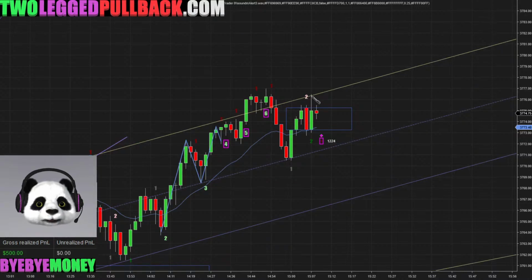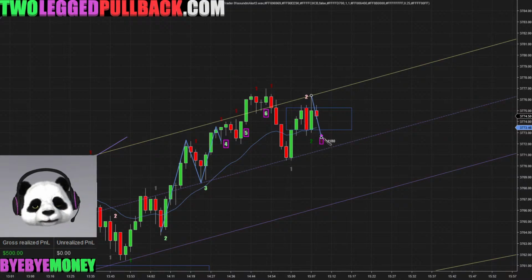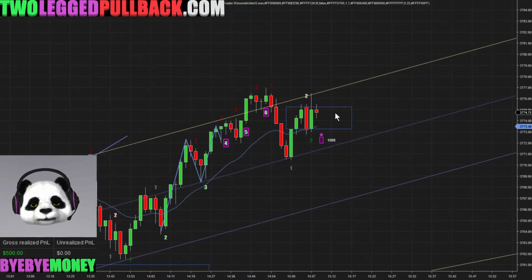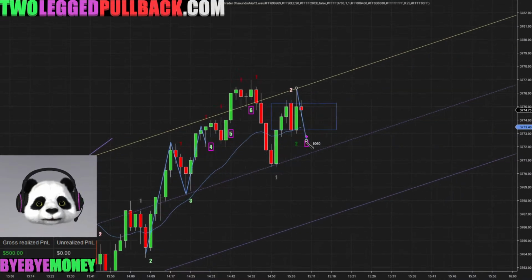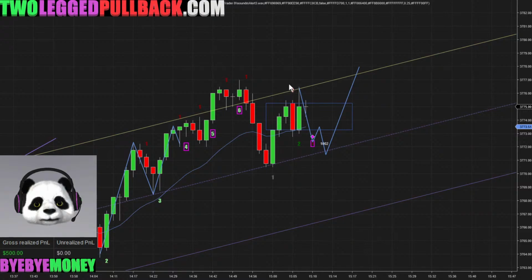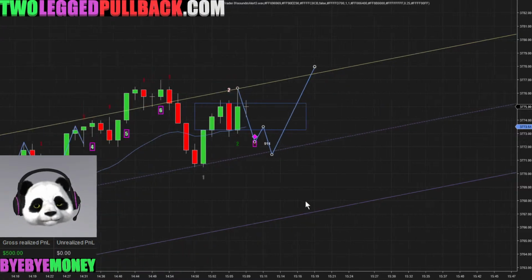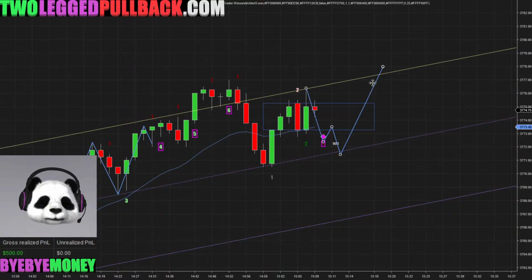So I'm looking for something like this. Unfortunately, it won't be a two-legged pullback though. So it'll come down like this and then reverse back up. Typically what happens in these trading ranges, if I get something like this, that'd be nice. Something like that with a good signal bar. That'll be very nice if we could get that, but that's a lot of price action happening in a small period of time, small space. Don't know if that's going to happen.